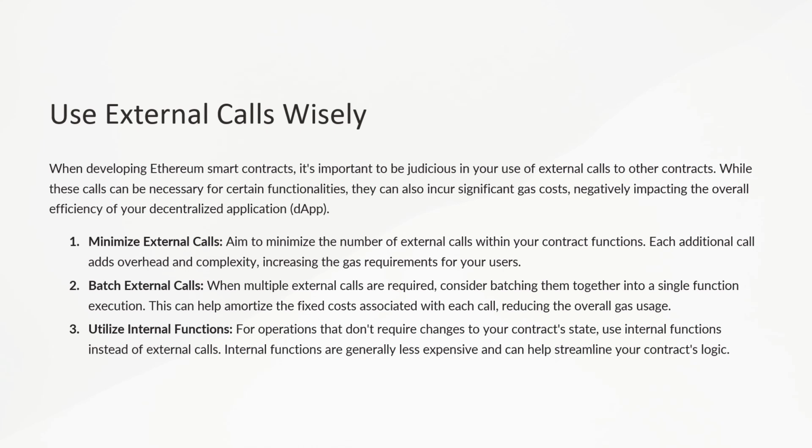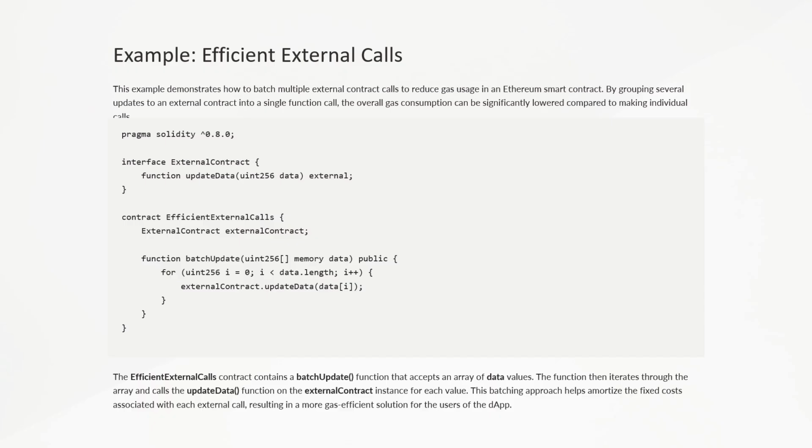Think of making external calls like ordering takeout from multiple restaurants. Doing it individually for each meal adds delivery charges every time. Instead, if you order all the meals at once, you can save on multiple delivery fees, akin to reducing gas usage by batching external calls. Let us now look into an example of using efficient external calls for reducing gas usage.